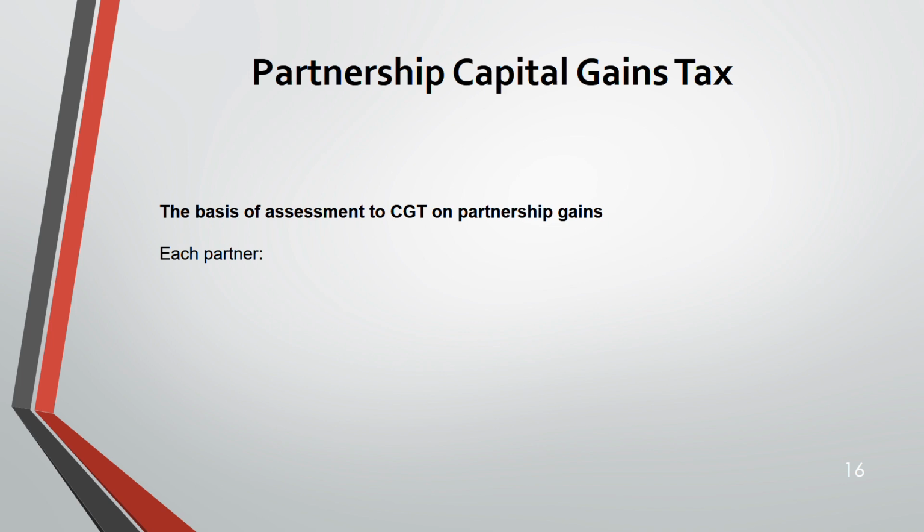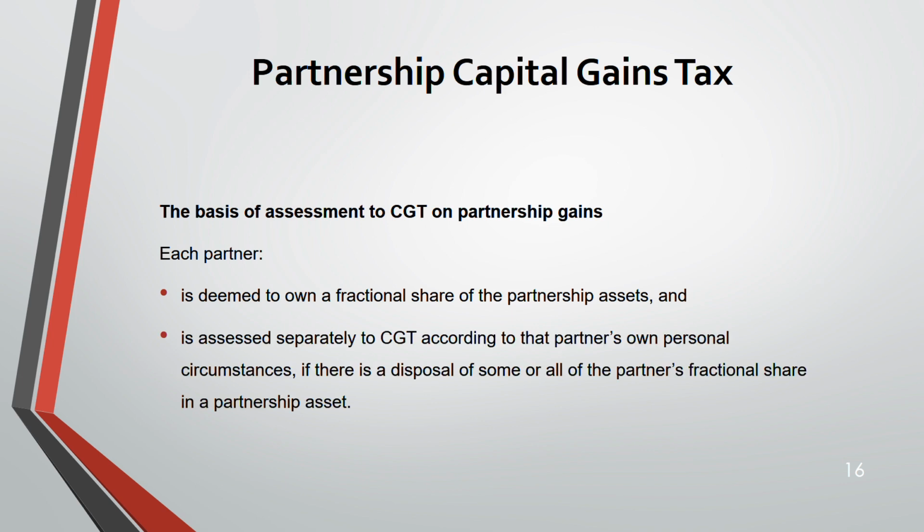Now, what is the basis of assessment to CGT on partnership gains? We have finished the partnership income. Now we are moving on to gains. Partnership capital gains tax: each partner will have a fractional share of the partnership asset. That means they will be accounted separately to CGT according to their own personal circumstances. Some of them might purchase, some of them might dispose.